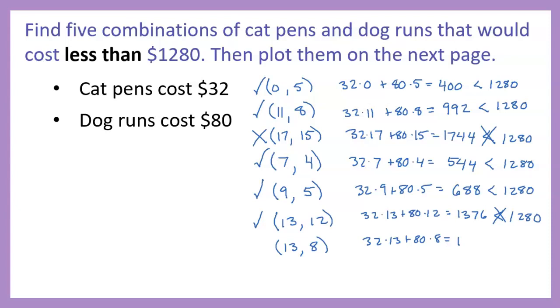Ah, yep. 1056 is definitely less than 1280. So there we go. We have 1, 2, 3, 4, 5, 6. Oh wait, this one was a no. So we have 1, 2, 3, 4, 5 points. That's what we were looking for. 5 combinations that cost less than $1,280. And our next instruction here is to plot them on the next page. So I'm going to scroll down to this next graph and plot them.